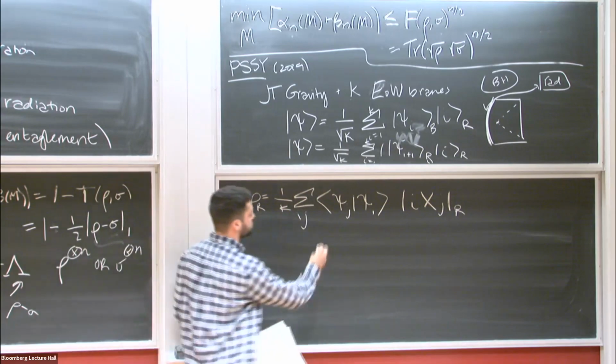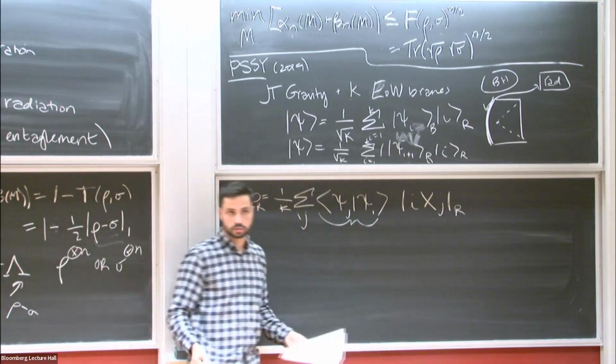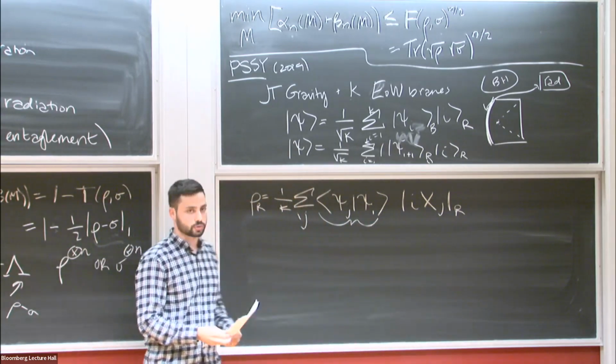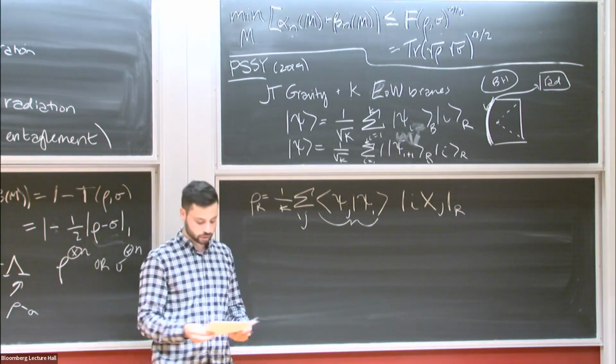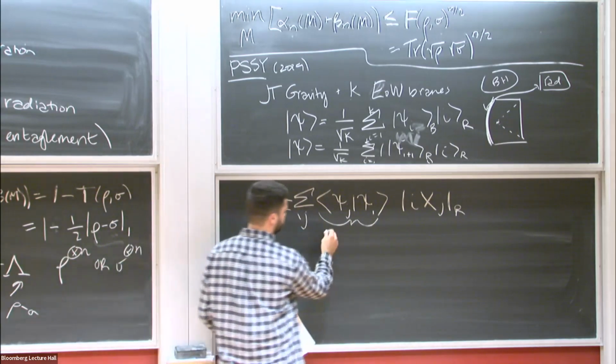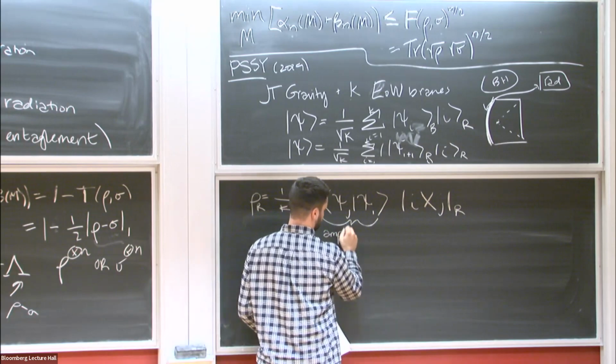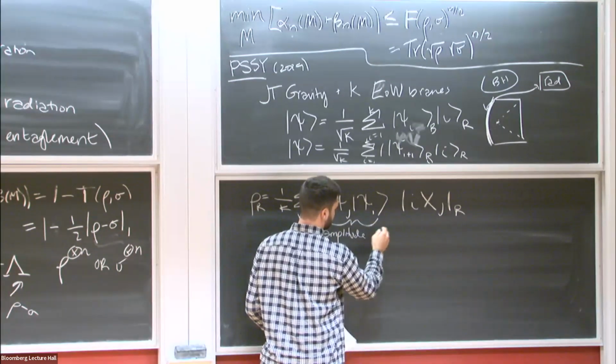And so these are not exactly orthogonal in gravity if you include wormhole effects, is what they show. So this is like a gravity amplitude. This is not exactly a delta.